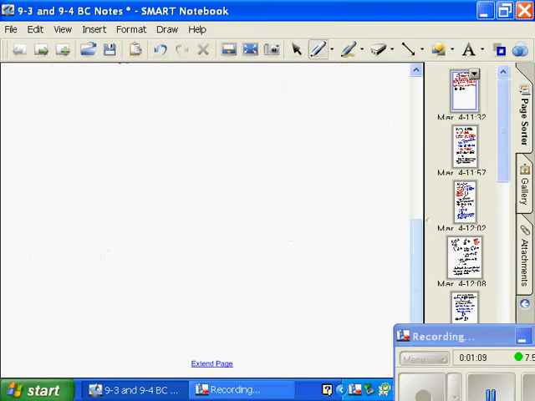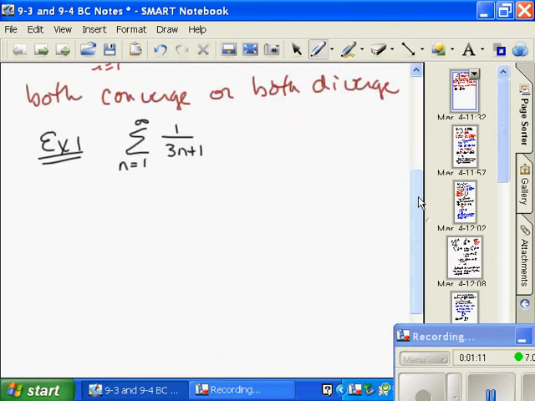So I'm looking at this first example, and it says the summation from n going from 1 to infinity of 1 over 3n plus 1. I want to first of all think about this, since this is the first one we're doing together. Is this f of x, which is 1 over 3x plus 1, positive from 1 to infinity? And that answer would be yes.